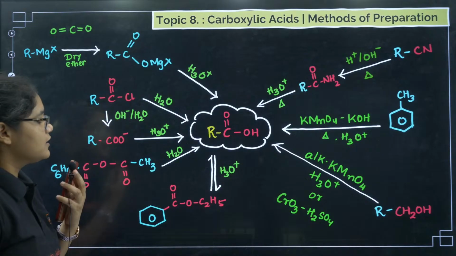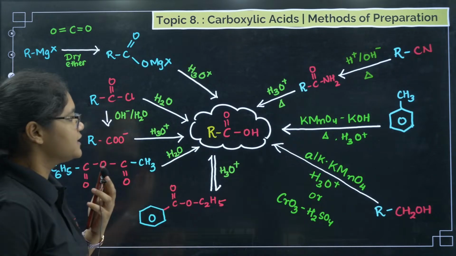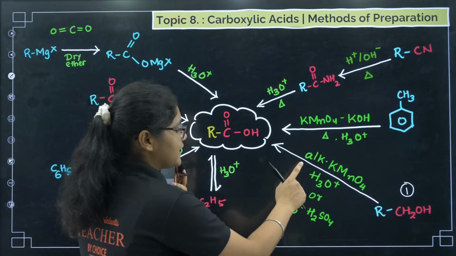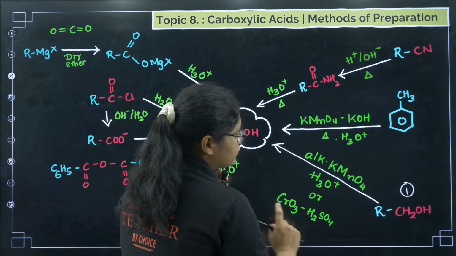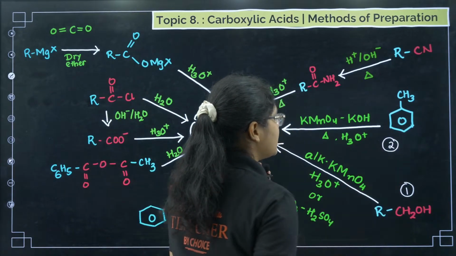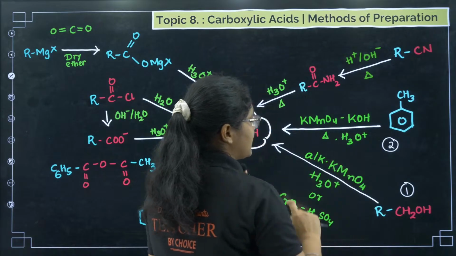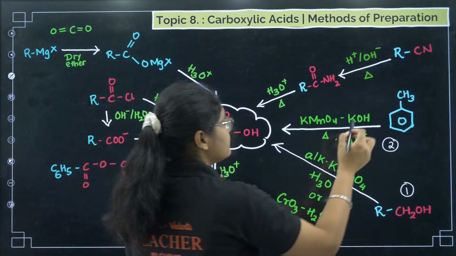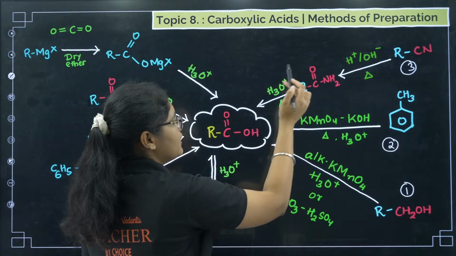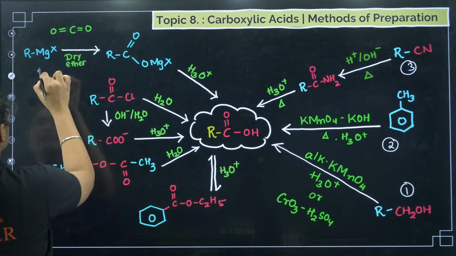Let us start with the preparation methods of acids. The first one is from alcohols. Primary alcohols you can oxidize with alkaline KMnO4 or CrO3/H2SO4 to get acids. Second one is from benzyl hydrocarbons, benzene with a CH3 group, using KMnO4, KOH and H3O+. Third one is from nitriles. If you treat it with water, you will first get amides, and then amides on hydrolysis will give you acids.